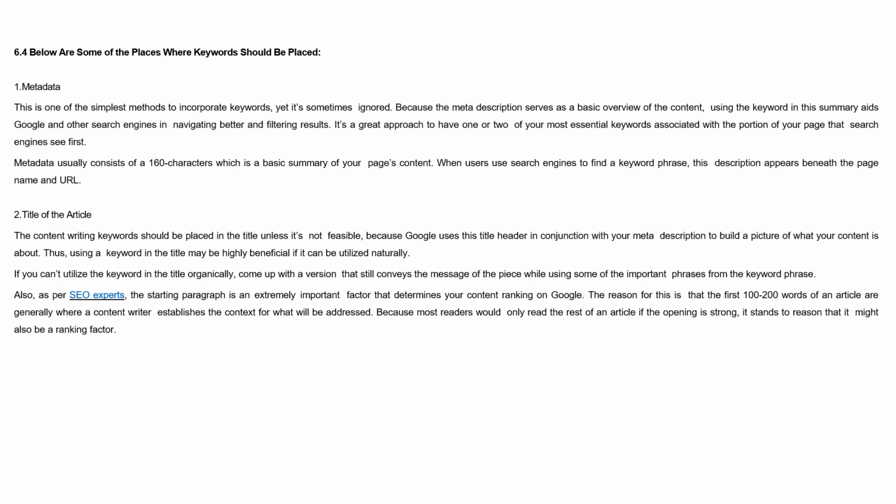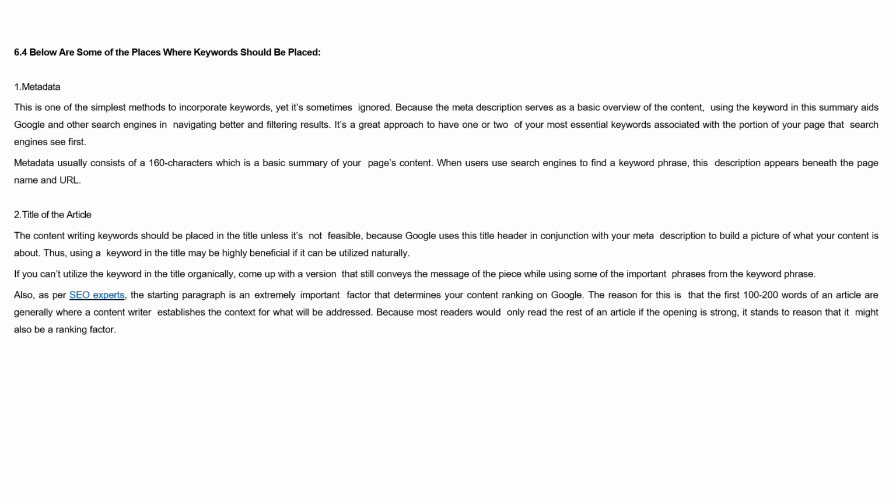Metadata usually consists of 160 characters, which is a basic summary of your page's content. When users use search engines to find a keyword phrase, the description appears beneath the page name and URL. Title of the articles. The content writer's keywords should be placed in the title unless it's not feasible, because Google uses this title header in conjunction with the metadata description to build a picture of what your content is about. Thus, using keywords in the title may be highly beneficial if it can be utilized naturally.